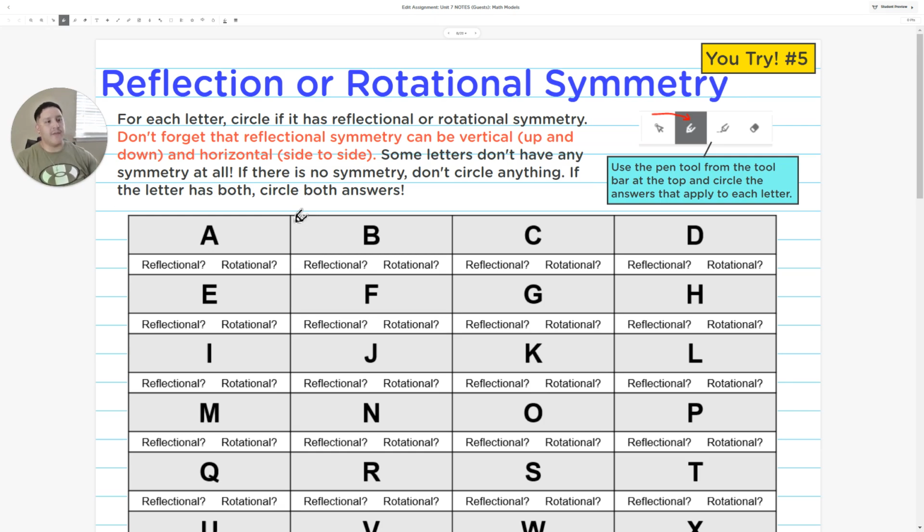Does A have reflectional symmetry? So if I were to draw a line down the middle, choose a different color. Yes, the left side looks like the right side. And that's the only one that I really see. So it does have reflectional. Rotational: can I turn the A around to make it look like an A still before I get it to a full circle? No. So I would not circle rotational.